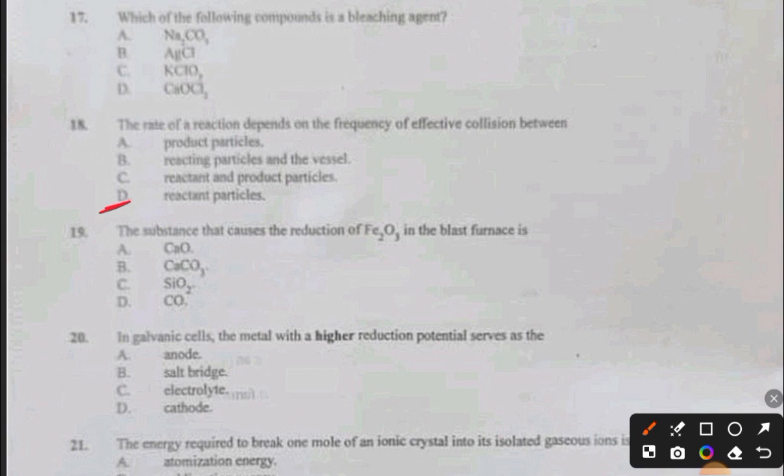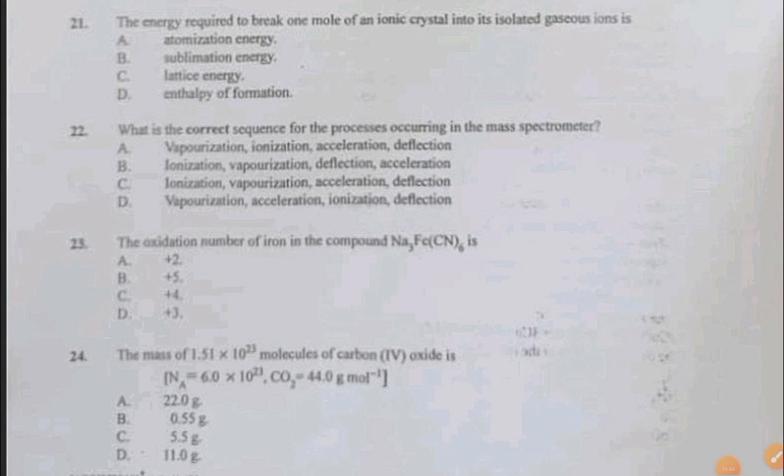Question 20. In galvanic cells, the metal with a higher reduction potential serves as A. Anode, B. Salt bridge, C. Electrolyte, D. Cathode. The answer to question 20 is D. Cathode.